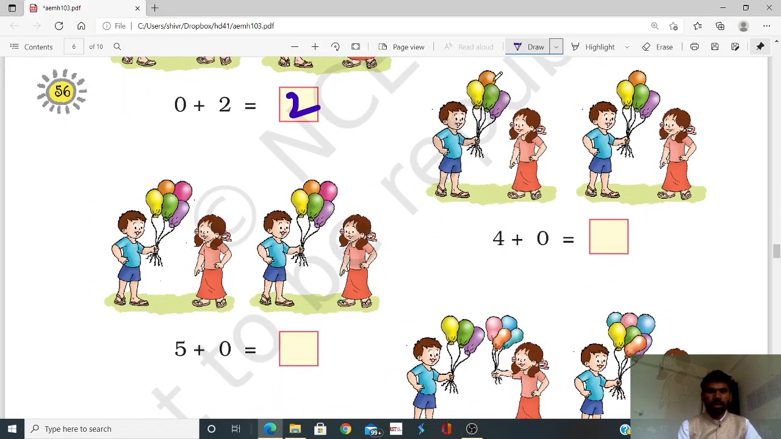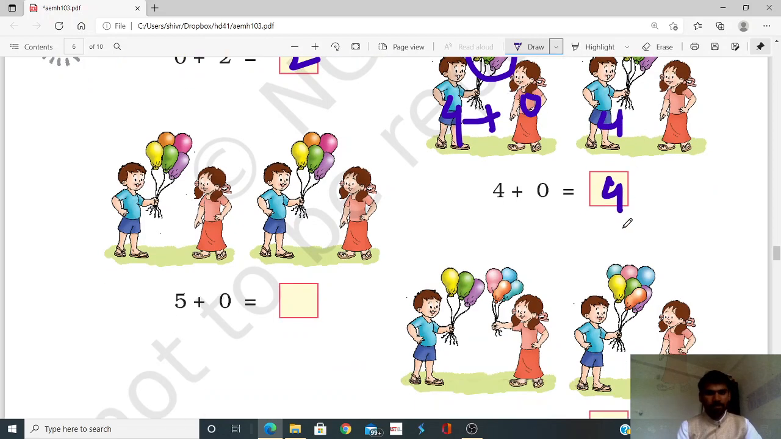Next, here you can see 4 balloons. This boy has 4 balloons, but this girl has 0 balloons. She has 0 balloons, and he has 4 balloons. Our answer will be 4, right?